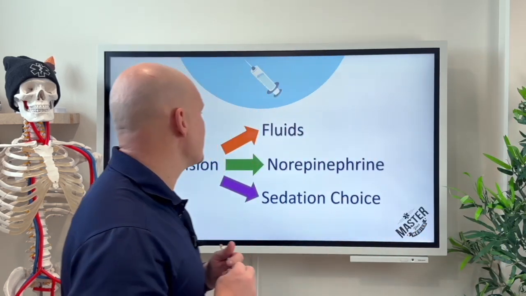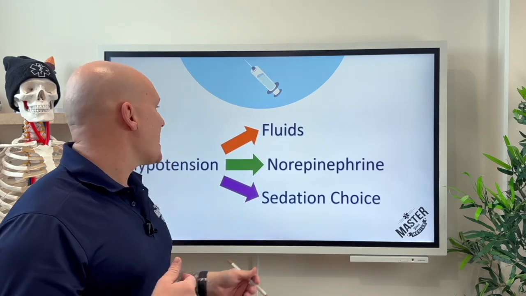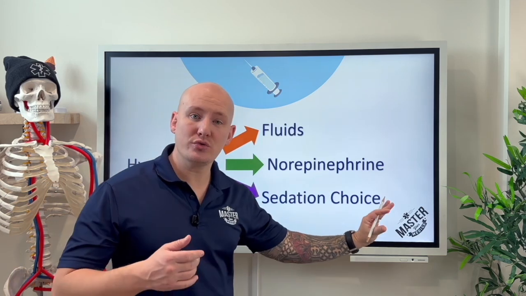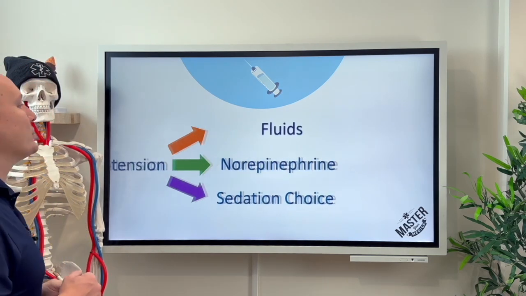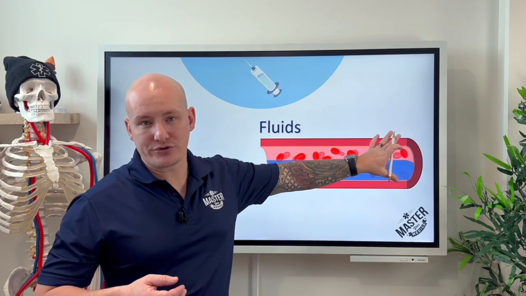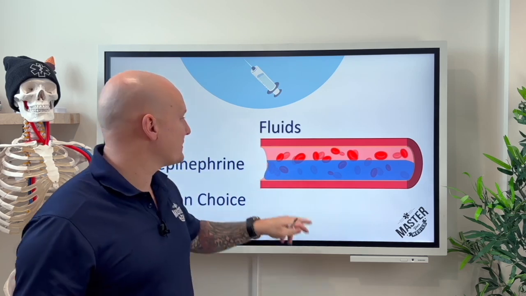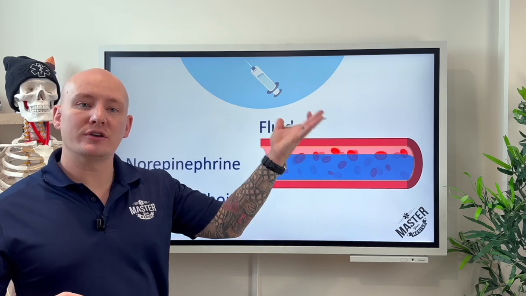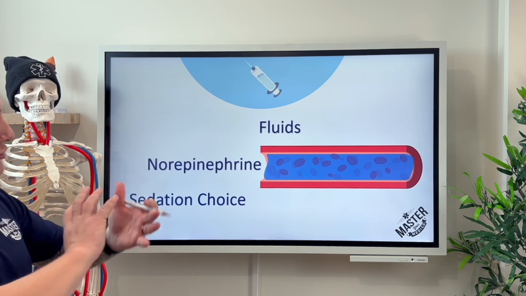Well, in most situations, we have a few different choices to limit the amount of hypotension that we have. That is using either fluids, norepinephrine, so a vasopressor, and also choosing the proper sedation that's going to limit hypotension. Okay, so let's look at these individually. Fluids are going to increase the amount of fluid concentration in here, so it's going to increase the vascular resistance, the pressure against the tube itself. By increasing the pressure in this tube, it increases your blood pressure if you're hypotensive.